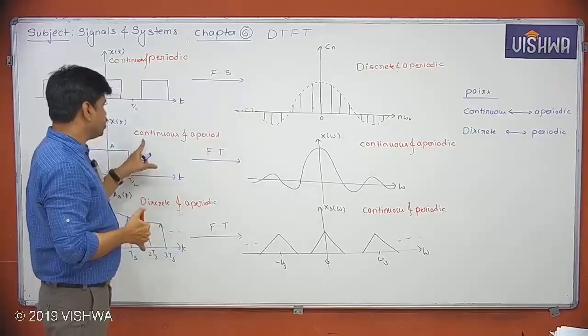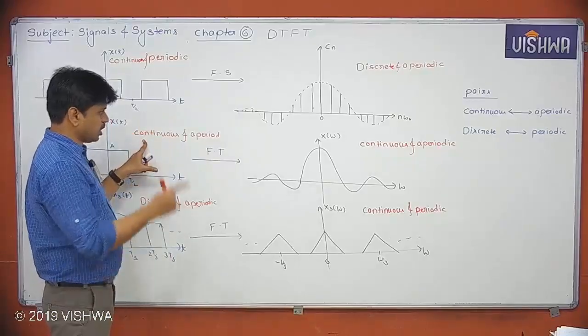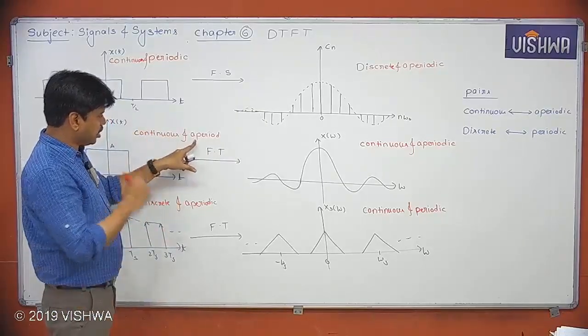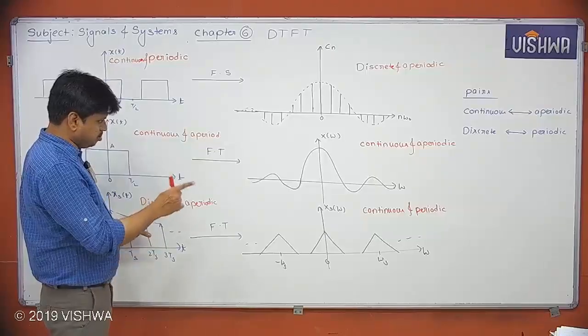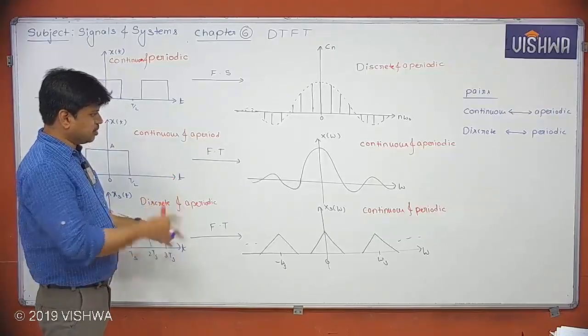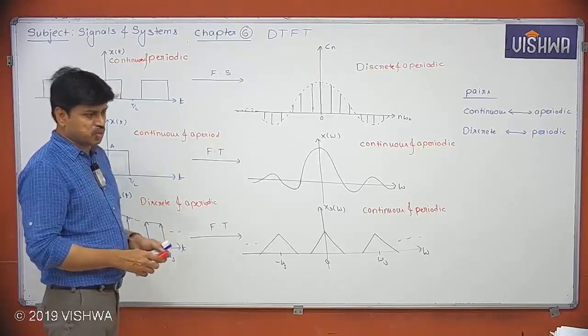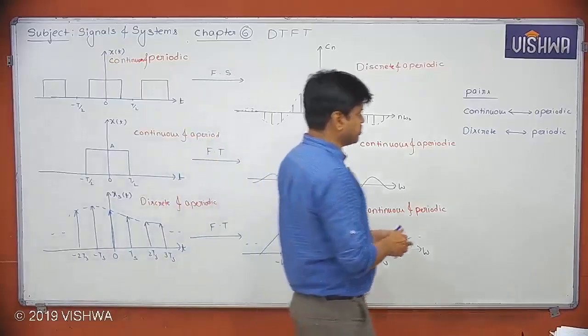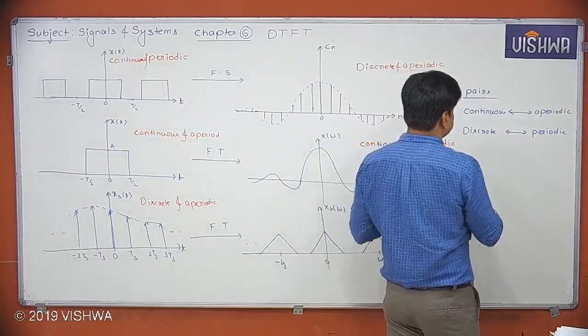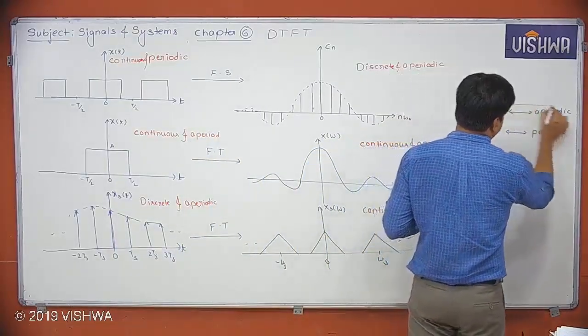Next, continuous, aperiodic. Aperiodic, continuous. Discrete, periodic. Aperiodic, continuous. So these are the pairs you have to remember. Okay, take it. Please take it.